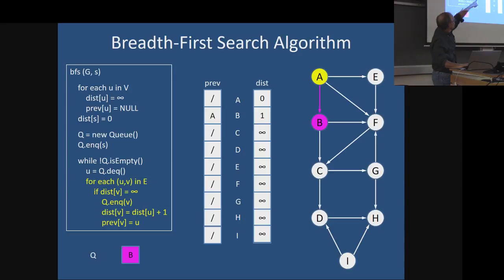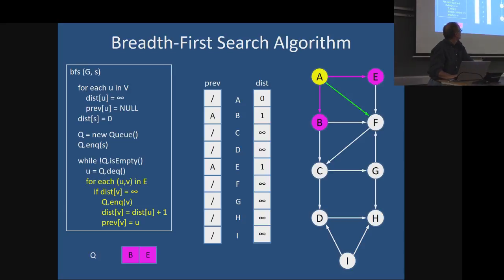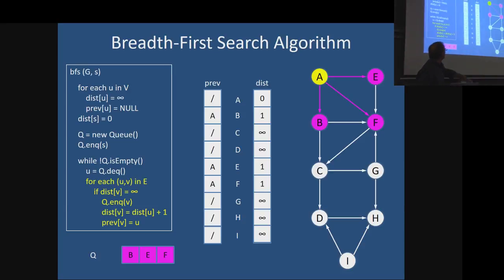Okay, we're going to deal with that edge from A to E. So we look over at E. It has an infinite distance. So we throw it on the Q and we set its previous and distance. Then what? Okay, we consider F and it goes on the Q and it gets adjusted here.